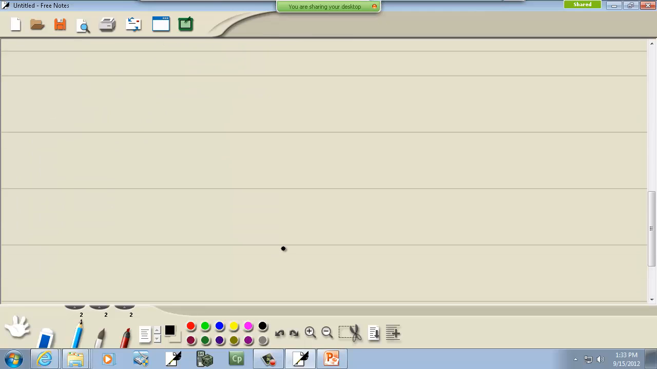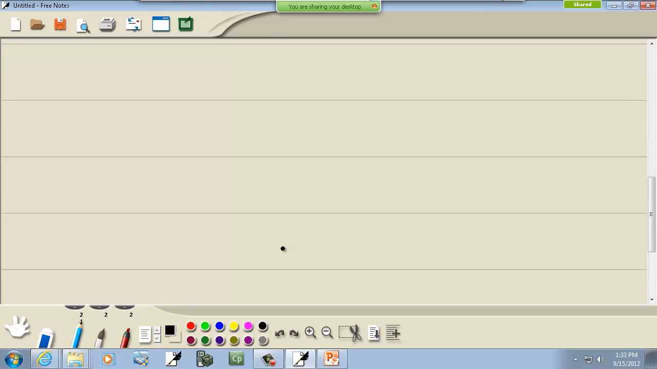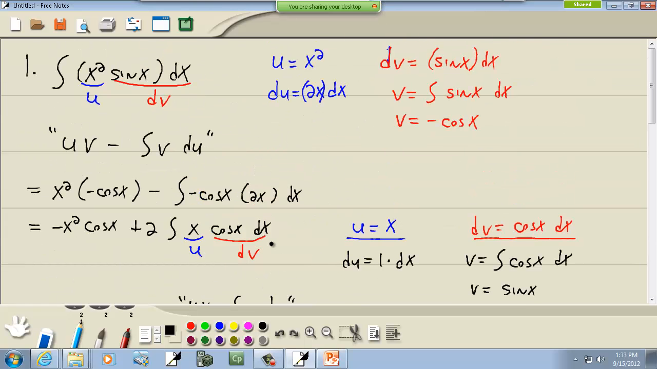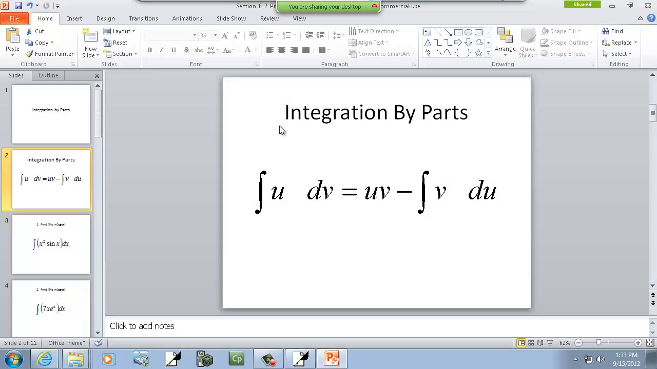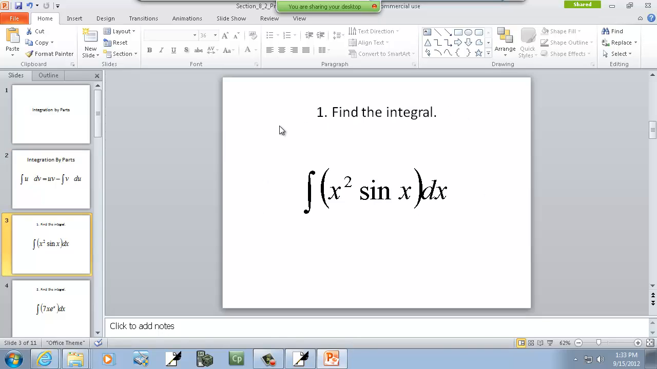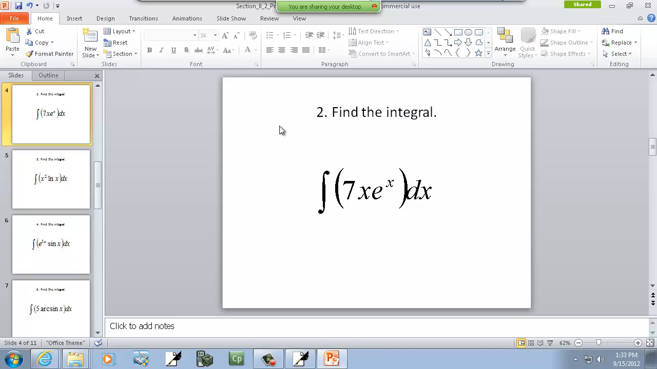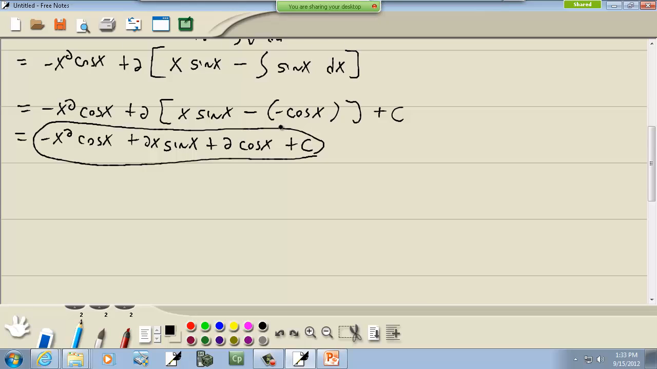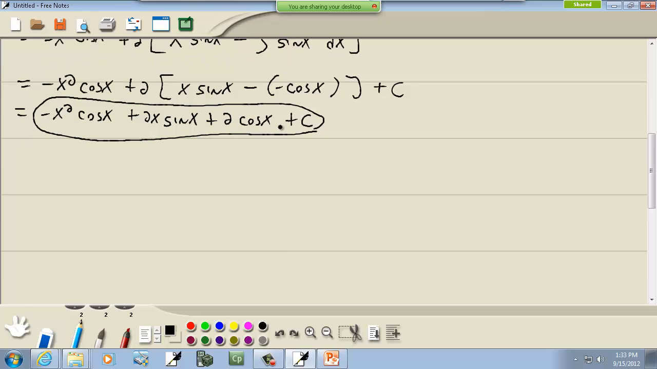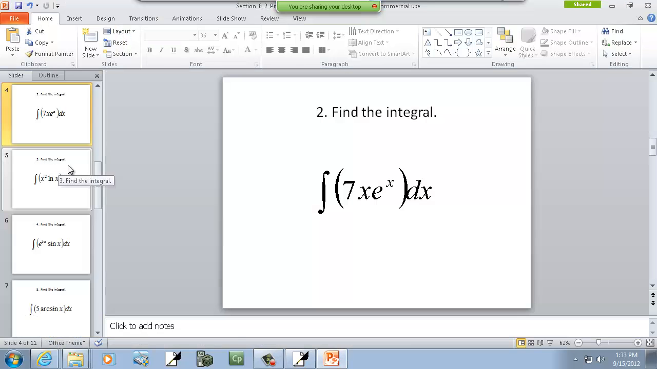I'm trying to see if I have enough room here. Let me go look at the next problem and decide. I should have enough room for that. Let's take a look at another example of that.